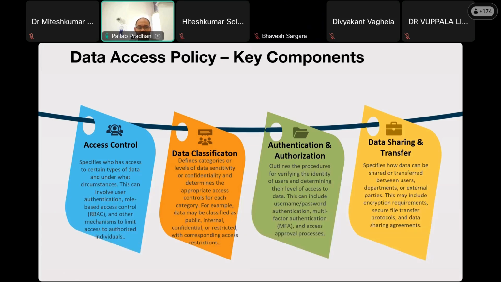So these are the key components: access control, data classification, authentication and authorization, data sharing and transfer. Right. So basically, what I'm talking about in data access policies is, let's say when your organization is going to share the research data, all the research output from various projects, it should be brought onto a single platform, which is accessible organization-wide or publicly. And the first and foremost is access control, which will specify who will have access to your data, or certain types of data if you are categorizing data. This access will be based on the second point, data classification.